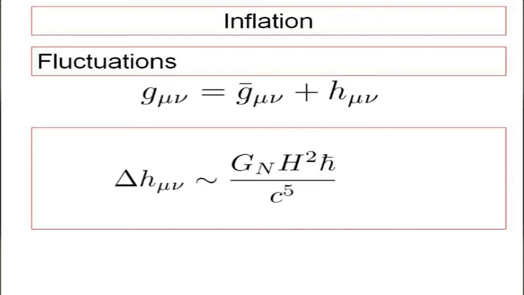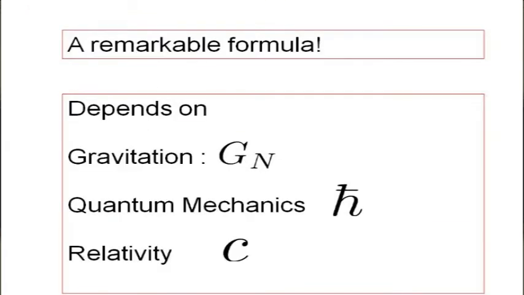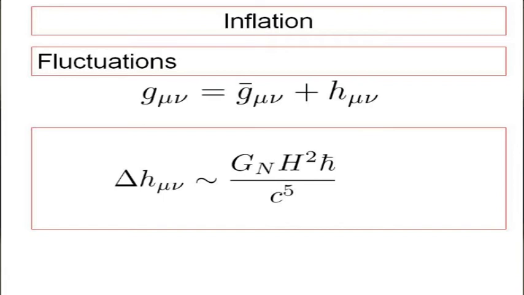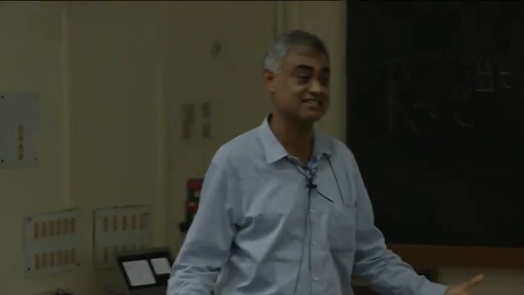For the experts, I'm simplifying things here. This is what would happen for the tensor perturbations in inflation, not the scalar perturbations, but allow me to make that simplification here. So G_N, h bar, and c all enter in that remarkable formula. And it's this jitter in the very fabric of space-time which then gets imprinted on the CMB, which then grows because of gravitational instabilities to form the universe we know about us at the largest distance scales, the most classical of distance scales.